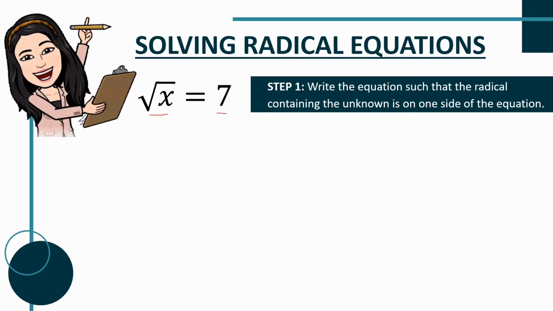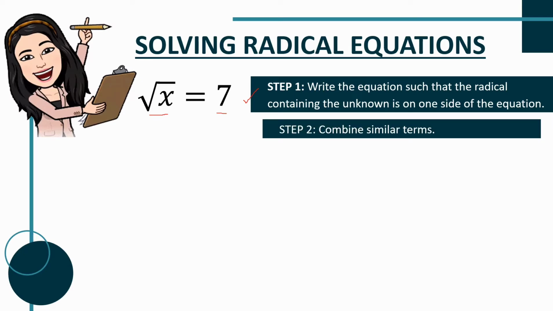Is there still anything with our radical containing the variable? None. So, therefore, we can check off step number 1. Let us proceed to step number 2. We have to combine similar terms. Do we have similar terms in our given?